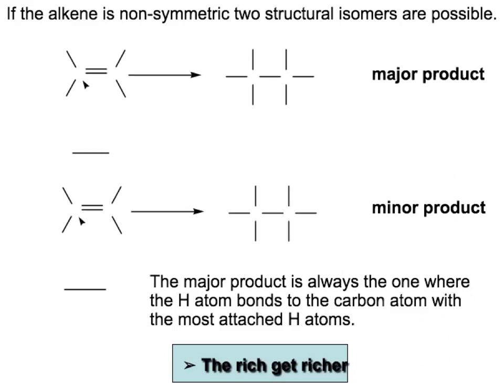So for example, if the alkene is not symmetrical, that means that it's got 3 carbons in it and the double bond is at one end. You can get a major and a minor product. Just remember that the major product is always where the rich get richer, or the carbon with the most hydrogen atoms will become even richer in hydrogens when it forms the major and minor product.